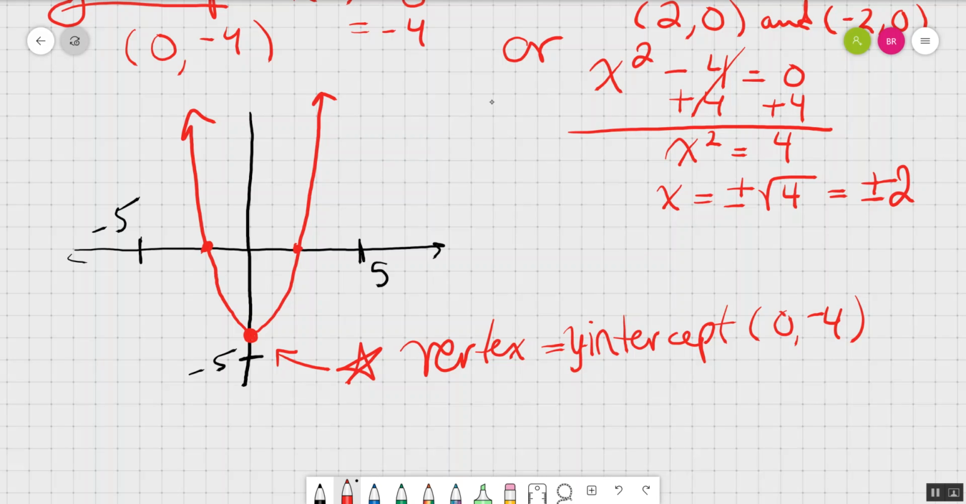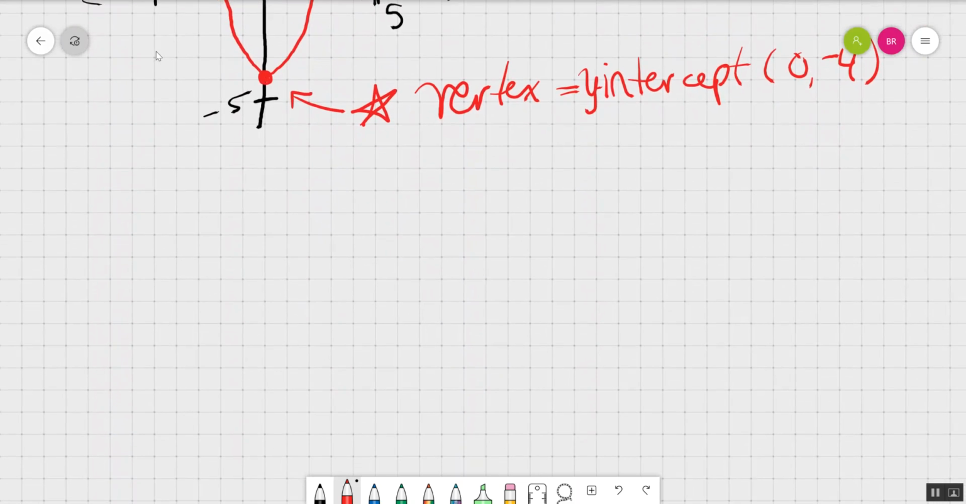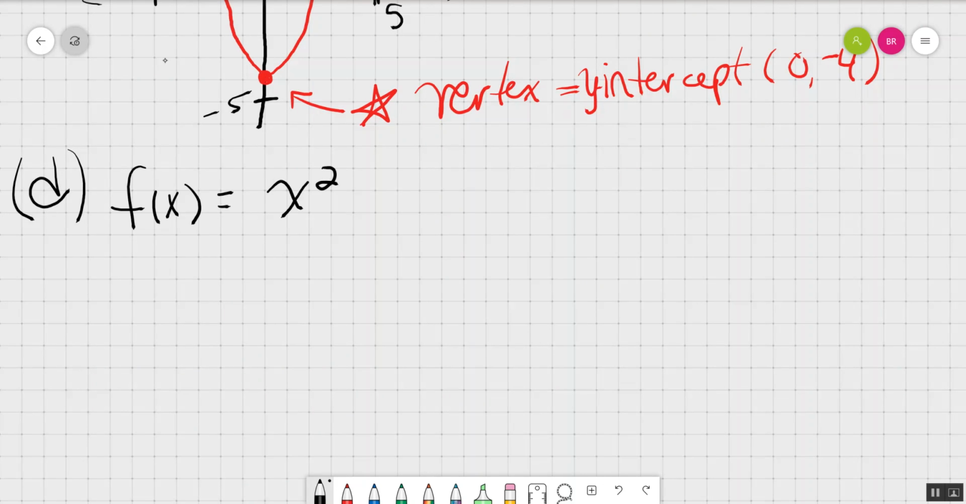All right, let's look at one more. I have lost track of what letter I'm on. I think I'm on D. I hope. X squared minus 2x plus 1. Or sorry, plus 2.